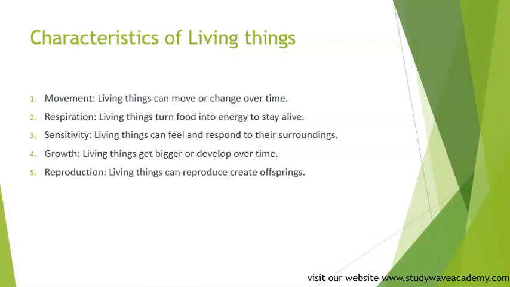Reproduction. Living things can reproduce, create offspring. Living things can reproduce to create new individuals of the same species. Reproduction is essential for the continuation of a species. So these are the characteristics of living things: movement, respiration, sensitivity, growth, reproduction. Okay?